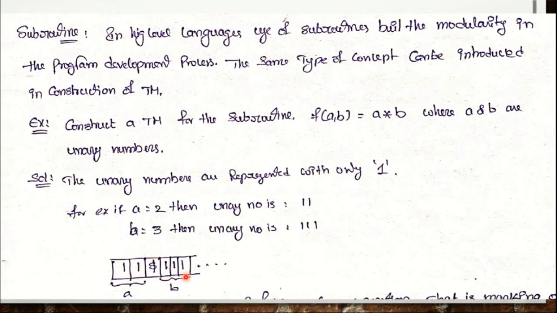To differentiate the a value and the b value, we use a symbol that is nothing but dollar. Here the dollar differentiates the a value and b value. It indicates the end of the a value and the beginning of the b value. So in between a and b we use an indication symbol which indicates that the a value is completed and the b value will start. For that purpose we use the dollar.